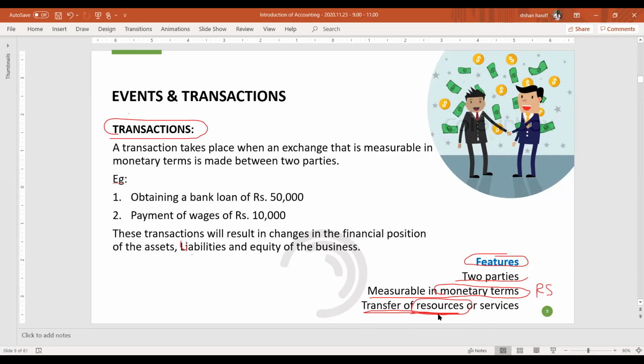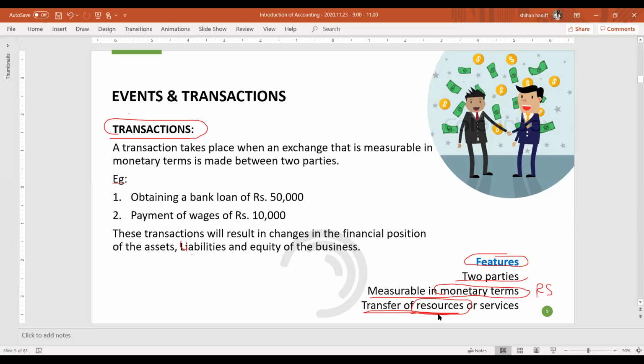So it's a transfer. If an employee is working in a company, there is a transfer. He provides his human skills, he provides his service, and he's getting salary for that. So to become a transaction, there should be three features involved: two parties, monetary terms, and transfer of resources. Then we call it a transaction.